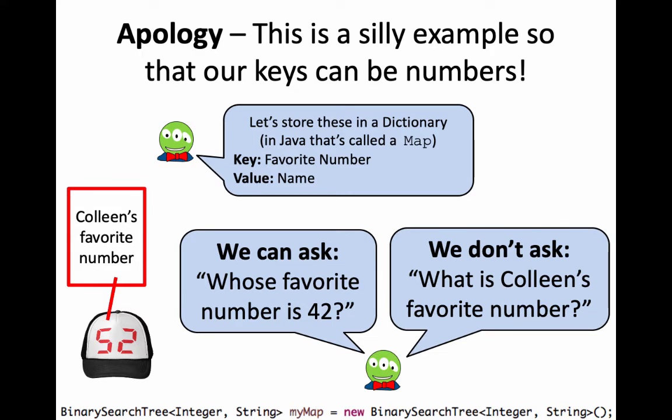So again, we're using the key to search for things. And this is a silly example where the key is the favorite number. But this makes it a little easier to reason about our binary search trees because it's super easy to see if something's less than or greater than with a number.